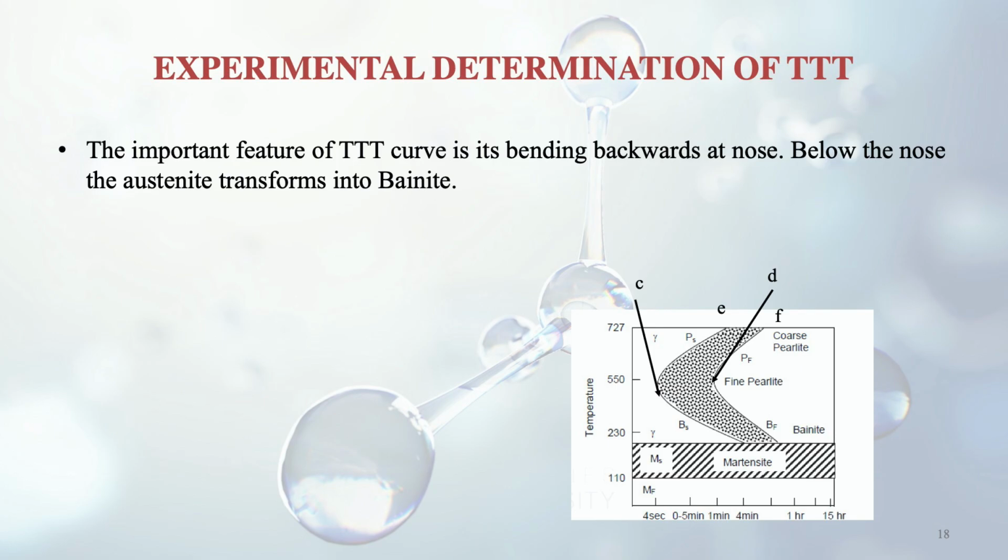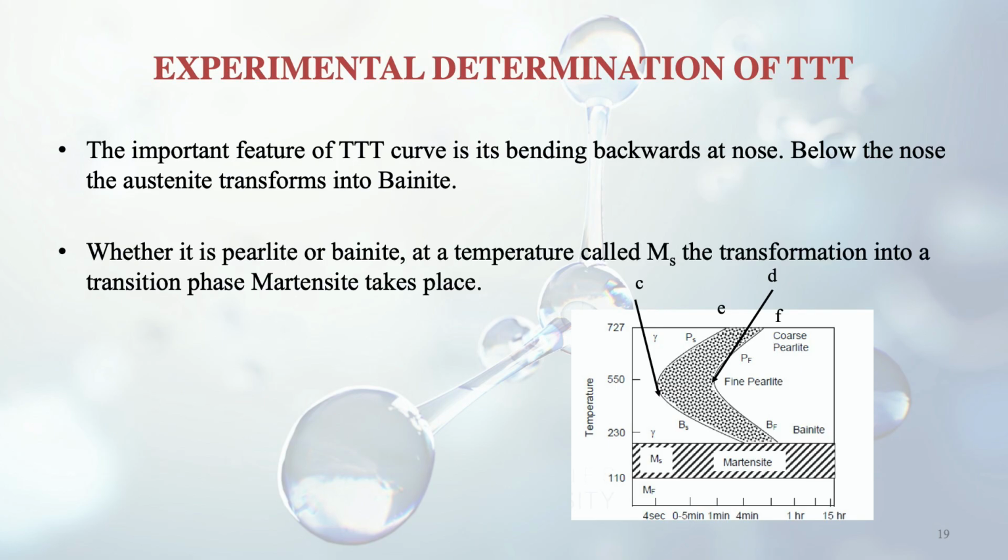The important feature of the TTT curve is its bending backwards at the nose. Below the nose, the austenite transforms into bainite, as I told you earlier. Whether it is pearlite or bainite, at a temperature called MS, which is the start of the martensite, the transformation into a transition phase martensite takes place. So martensite also has a start point and a finish point. As soon as the temperature reaches MS, martensite formation will take place.